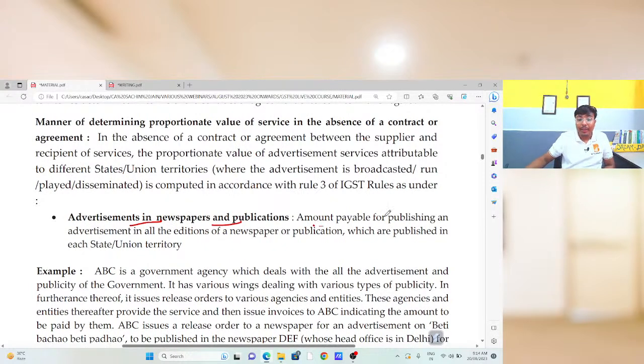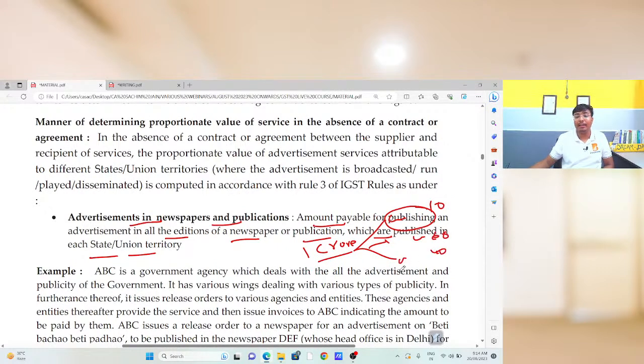So the amount payable for publishing an advertisement in all the editions of a newspaper and publication, which are published in each state and union territory. Suppose the total amount is 1 crore rupees, and the distribution is: for Gujarat 10 lakh rupees, for Maharashtra 60 lakh rupees, for Rajasthan 10 lakh rupees, for Tamil Nadu 20 lakh rupees. That is the distribution of the amount.